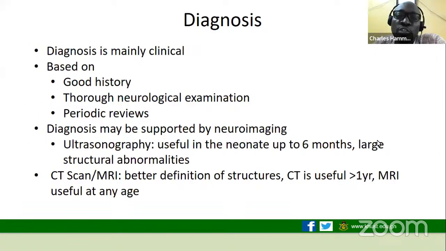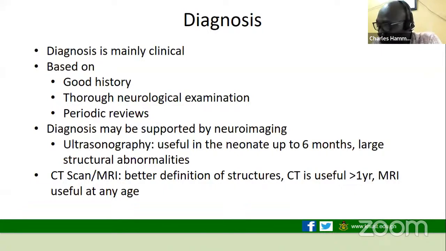So we need to make a diagnosis of cerebral palsy. And the diagnosis is clinical. There is no test that we do that gives us the diagnosis. It is clinical, based on a good history and a thorough examination, and sometimes periodic reviews. You need to see the patient again. You may not be able to get a diagnosis at the very first encounter with the patient. Remember, we said that the manifestations may evolve over time.